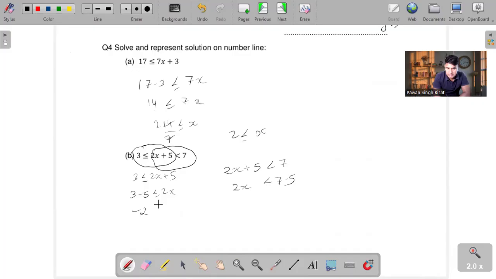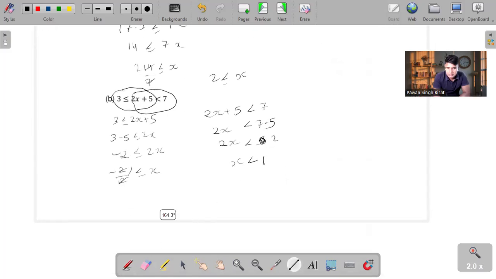So 3 minus 5 is -2. Now 2 go in the denominator, so -2 divided by 2. So x is greater than or equal to -1. And here 7 minus 5, 2x is less than 7 minus 5 is 2. So x is less than 1. Okay, so my answer is x greater than or equal to -1 and less than 1. So -1, 0, 1, 2. So for the second one, greater than or equal to -1 but less than 1. So 1 is not included but -1 is included, and both side arrow.